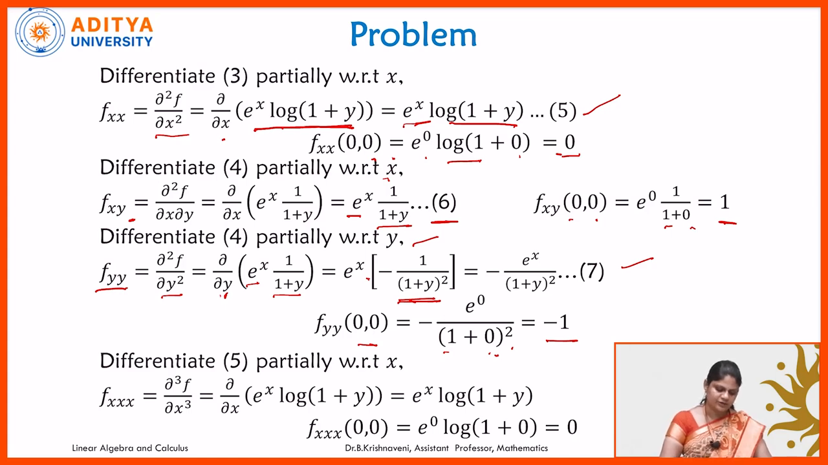Now let us start the third order partial derivatives. Now from equation fxx, again differentiating with respect to x results in fxxx, which is ∂³f/∂x³, that is ∂/∂x of ∂²f/∂x². What ∂²f/∂x² is, is e^x into log of (1+y). Now again differentiating with respect to x, the e^x derivative is e^x, and log of (1+y) is constant. The value at (0,0) is e^0 into log of (1+0). Since log 1 is 0, 0 into something is 0.